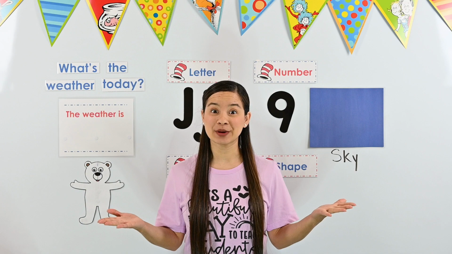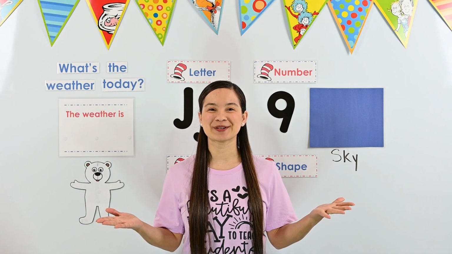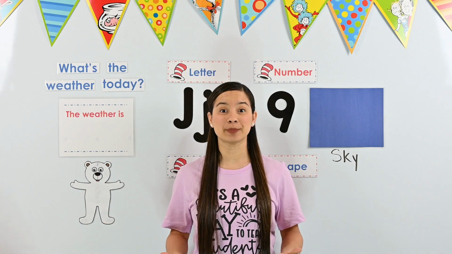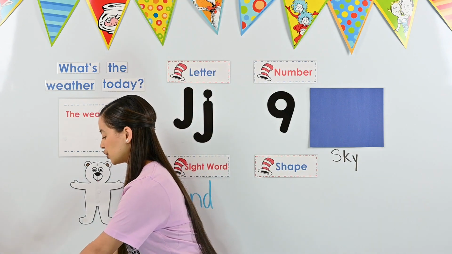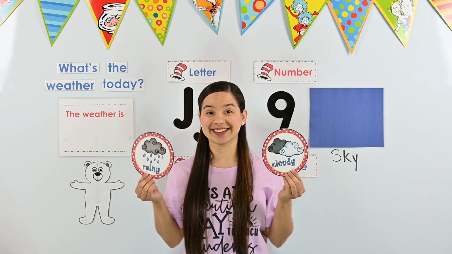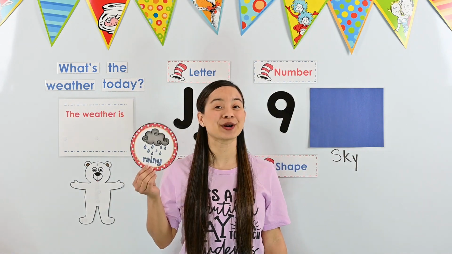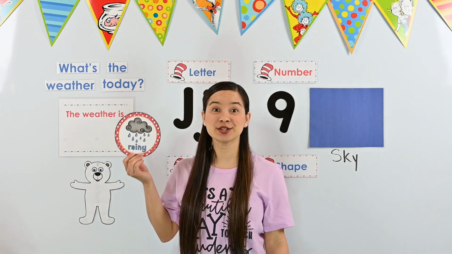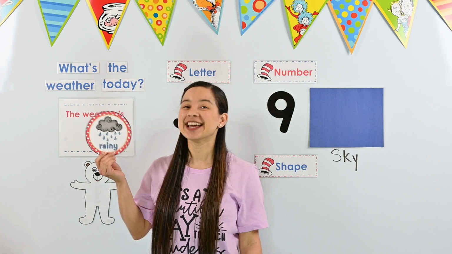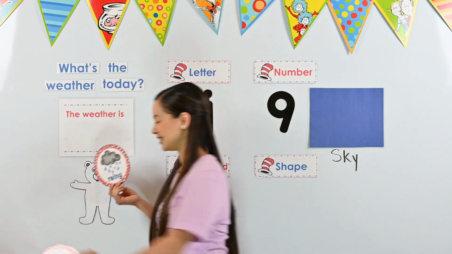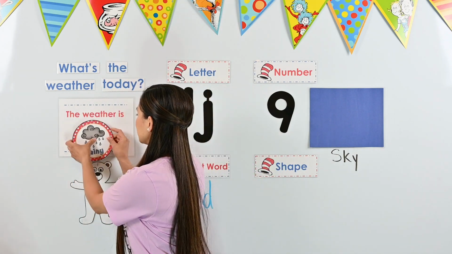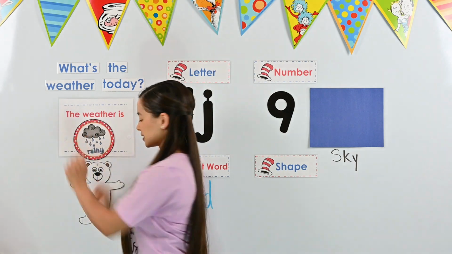Can you help me make a weather sentence? Perfect. Let's pick out a weather picture. Which picture shows a rainy day? If you chose this picture, you are correct. I see dark clouds with rain falling down. It definitely represents a rainy day. Let's add it to our weather sentence.